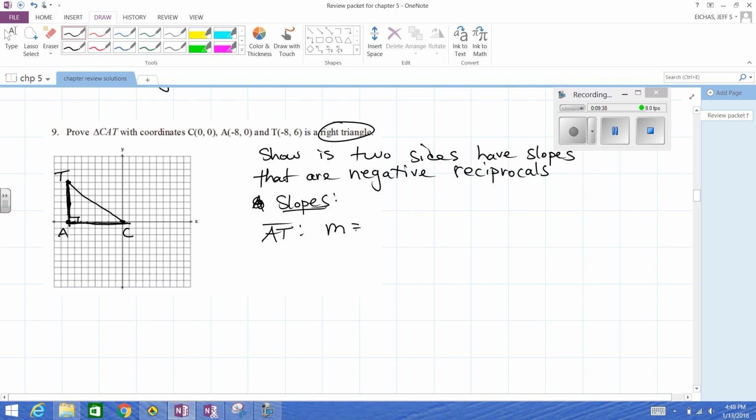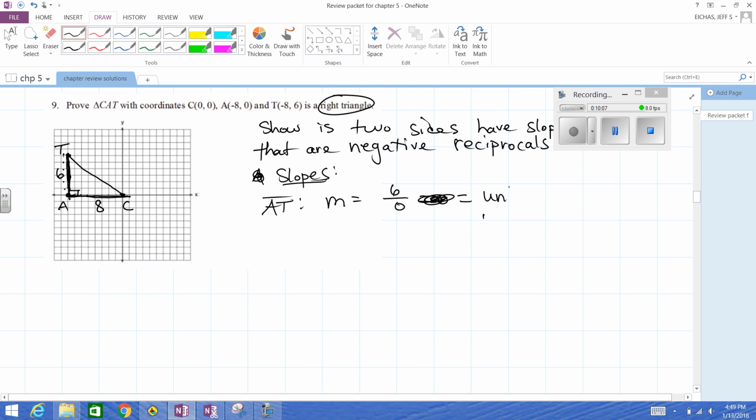So AT has a slope, and use M for slope. We've got 6 there and 8 there. So it's going to be a rise of 6, a run of 0. Okay, so slope is 0. That doesn't mean it doesn't have a slope. It means the slope is, whoops, I'm wrong there. Terrible. Okay, ignore that. It's not a zero slope. Really bad. That's a slope that's undefined. Okay, let's not mix up the two. That has no slope or an undefined slope.